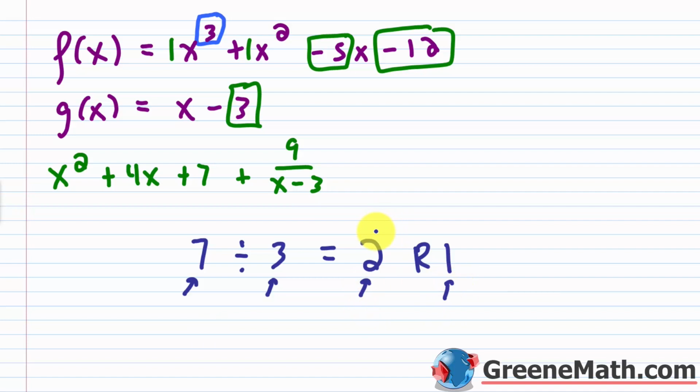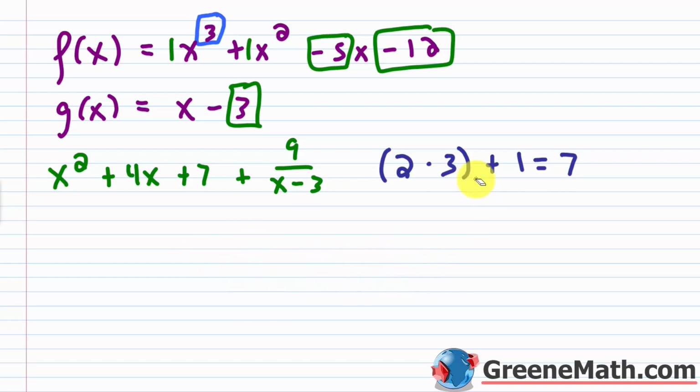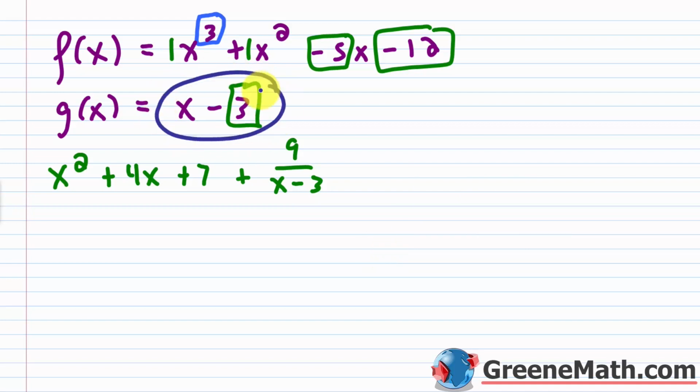So if I take the quotient, which is 2, and multiply it by the divisor, which is 3, and I add the remainder to that result, I will get back my dividend. 2 times 3 is 6. 6 plus 1 is 7. So it's very important you understand that process with whole numbers before we do this with polynomials, because once you understand it in its simplest form, you can apply it to something more complicated. We're going to do the same thing here. So this right here is my divisor. I have x minus 3, and then I multiply by the quotient, which is this part right here.